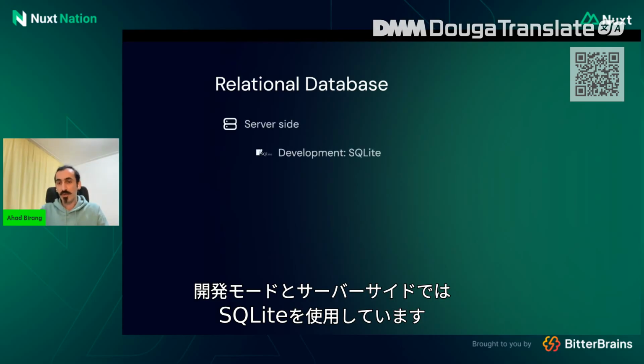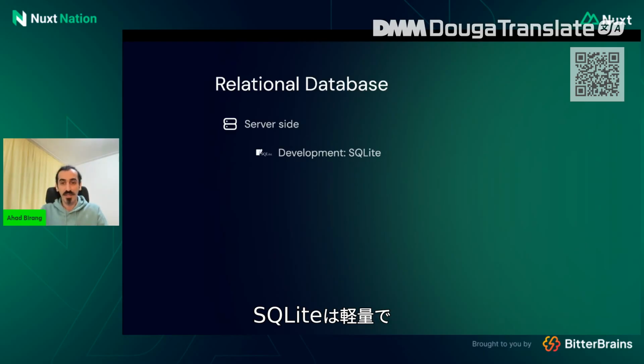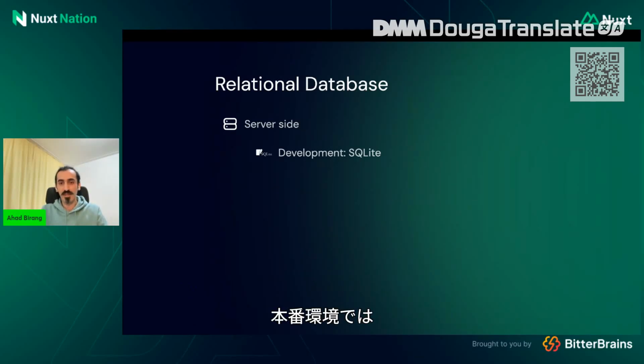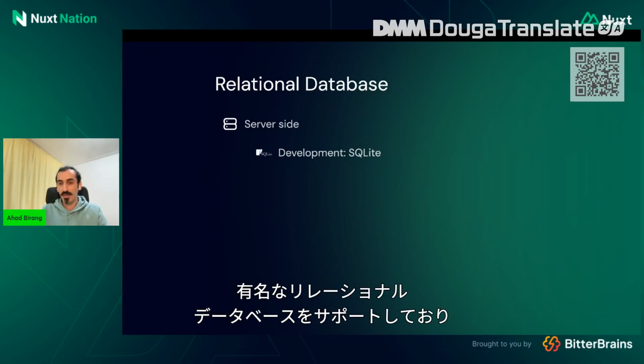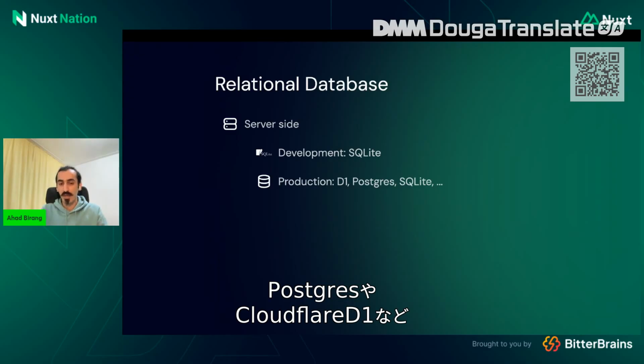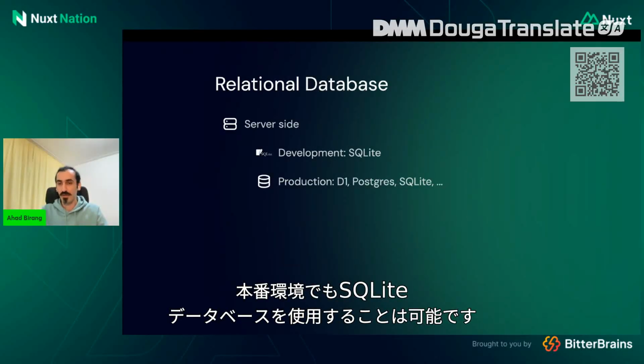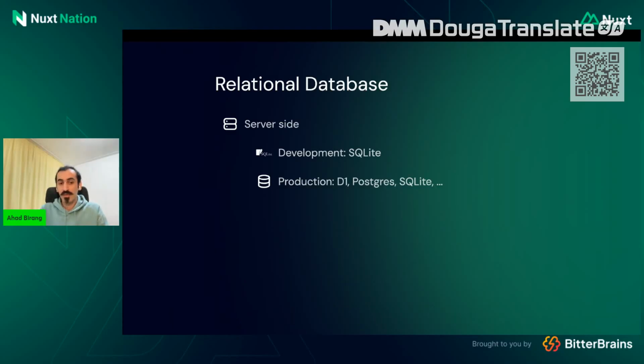In development mode and on the server side, we are using SQLite. SQLite is great for development since it's lightweight and does not require any server or external services to start off for development. And creating a SQLite database is as easy as creating a file. However, in production, we are supporting the famous relational databases like Postgres or Cloudflare D1 if you want to deploy your application into Cloudflare Workers. You can still use a SQLite database in production.